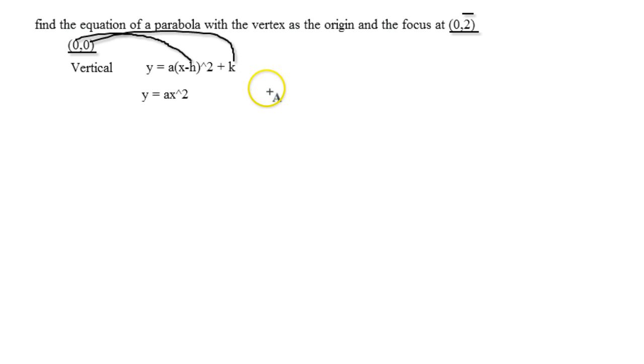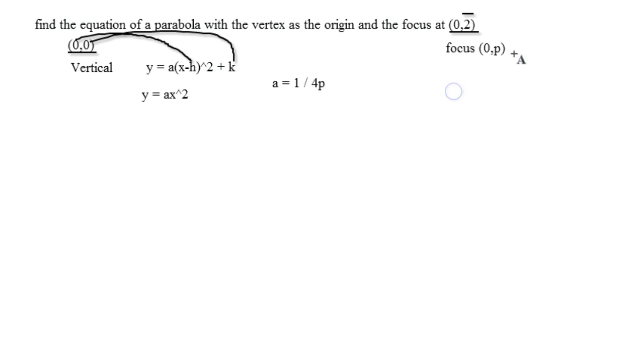Now, I'm also going to use the formula at the bottom that a is 1 over 4p. Now, how do I find p? p is actually found in the focus formula. The focus formula is (0, p) in this case.